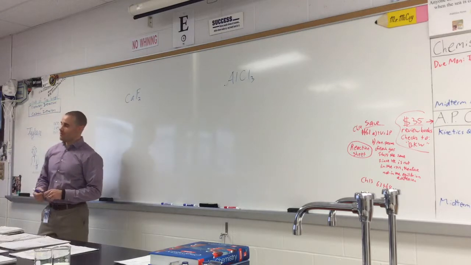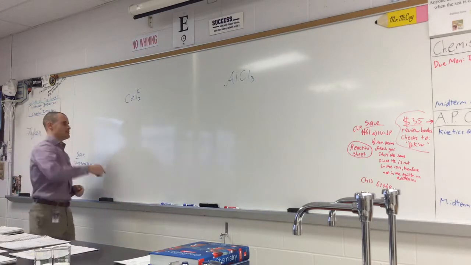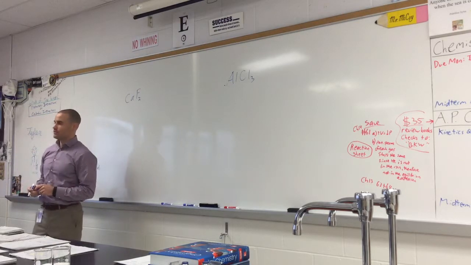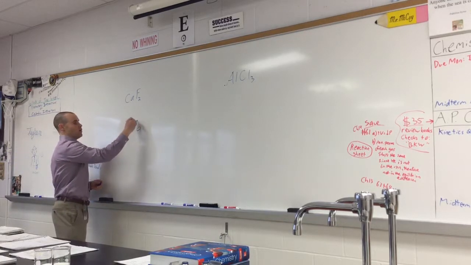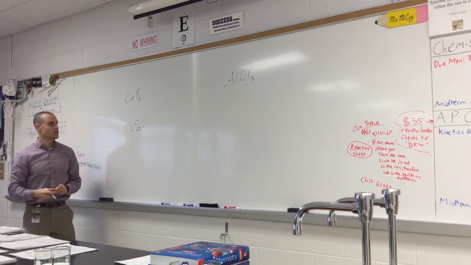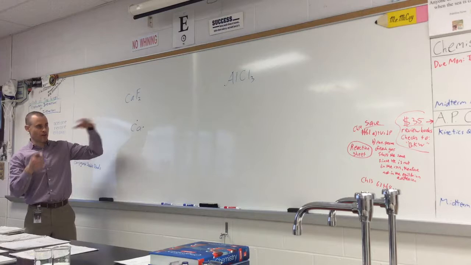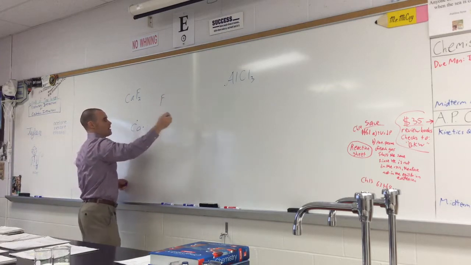CaF2. How many dots does Ca have? 2. Everybody look up here, please. Whenever we do ionic compounds, we always write the metal first. Whenever we do dot structures, always do the metal first. So Ca, 1, 2. Now fluorine, how many dots? 7. Now, I'm just going to show you the thought process. Don't write down exactly what I'm doing, but this is how I think of it.